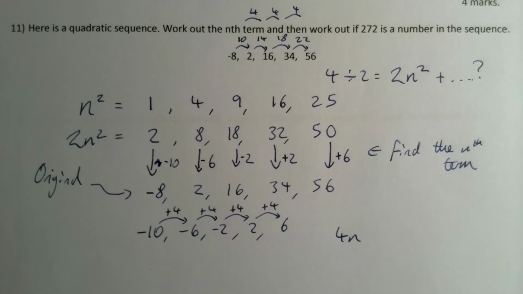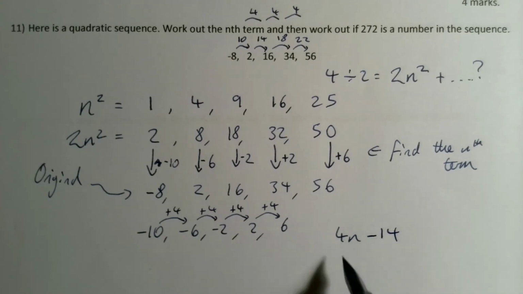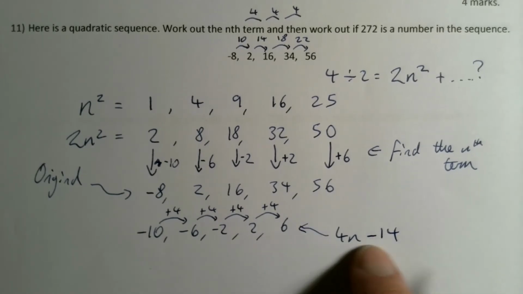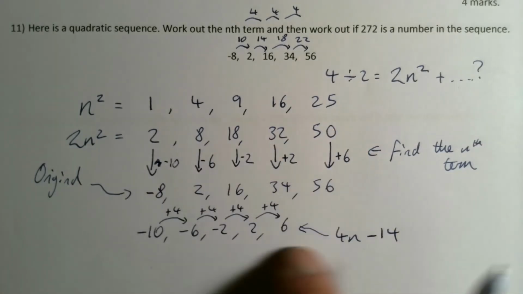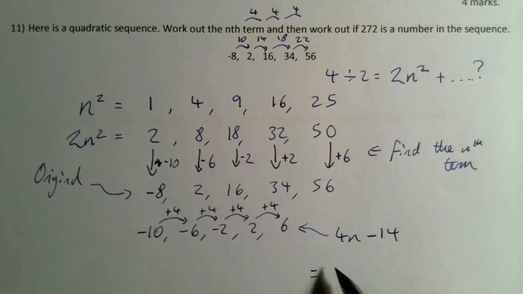Got to add -14. I've got to take 14 away, haven't I? So 4n minus 14 is that sequence. This is what we have to do to that to get this. So we add this to that, and it gives us 2n squared plus 4n take 14.